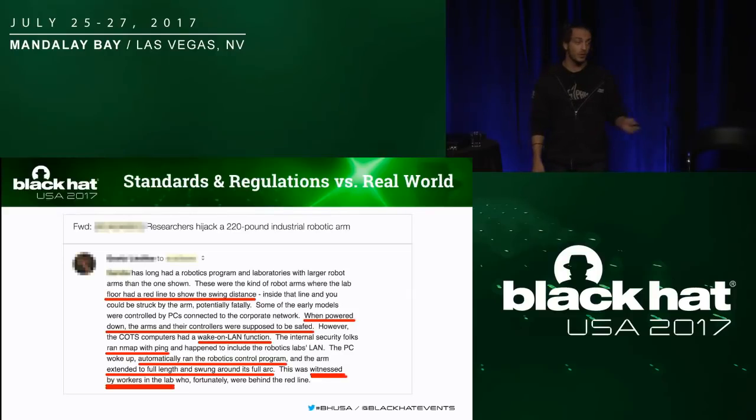This mail was a follow-up to our report, and a researcher described an incident where they were running a security scan of the network, just a normal Nmap ping scan, and one of the packets happened to wake up the PC that was controlling the robot. The robot started swinging at full speed, and the only physical safeguard that was there was just a red line drawn on the floor.